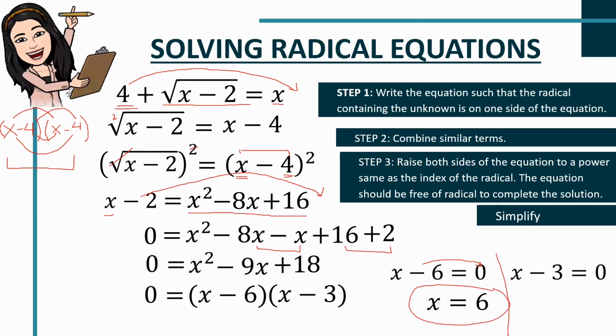How about x minus 3? Okay, we have x minus 3 equal to 0. That will become x is equal to positive 3. Transpose ulit. So, dito, dalawa po yung ating value ng x. Isang 6 at isang 3. Okay?